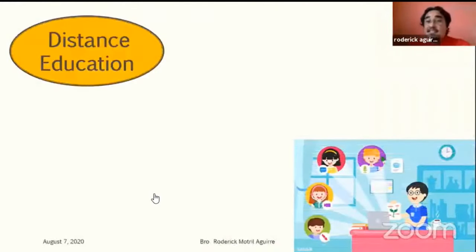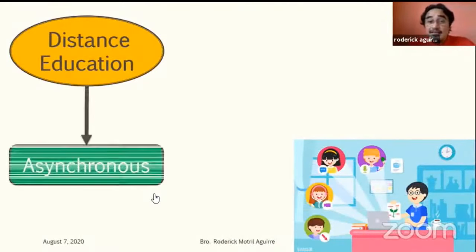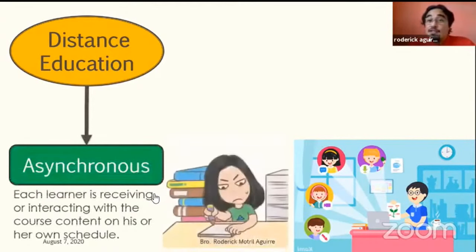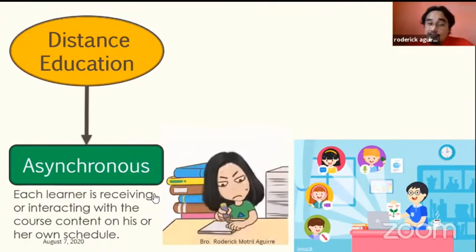Now, so distance education can be delivered in, of course, two major ways. Asynchronous, where each learner is receiving the material of the learning, interacting with the course content in his or her own schedule. May sariling schedule ang bata. So hindi yung binigyan ng schedule ng school. So siya ang mag-decide anong oras siya sa mga subjects na yun. Basta sinabi sa kanya na these are the modules that you're supposed to finish in 1 week. So ang bata ang mag-decide kung kailan niya babasahin ang bawat module o paano niya atataduhin in 1 week ang pagtapos ng module na yon.